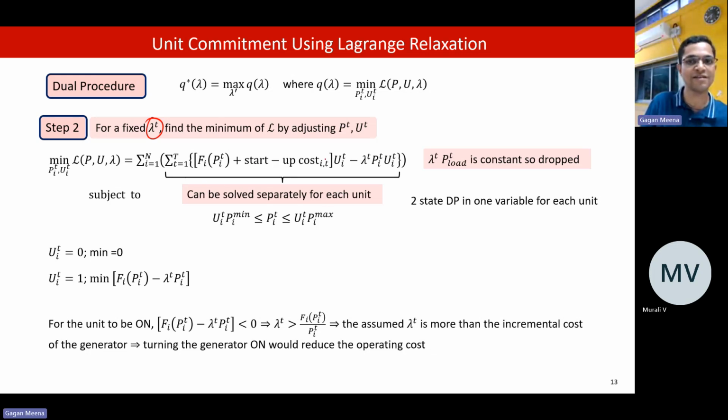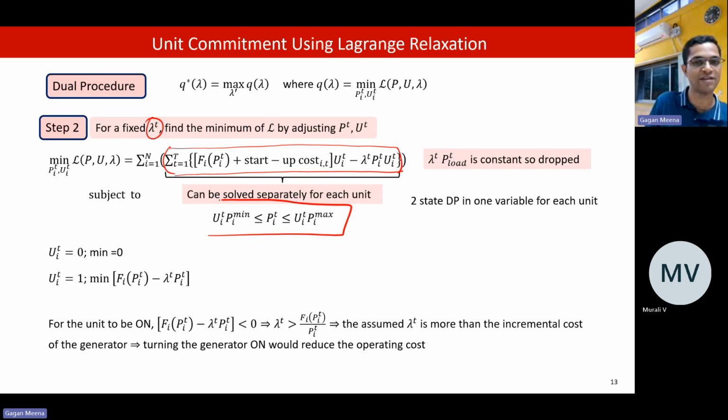Here you can easily see that this term is constant, so it is dropped, and then we are left with this term. And this inner part is only over time. For each generator, we can solve this separately, for each unit, satisfying this constraint for each generator. Now it becomes a very simple problem.